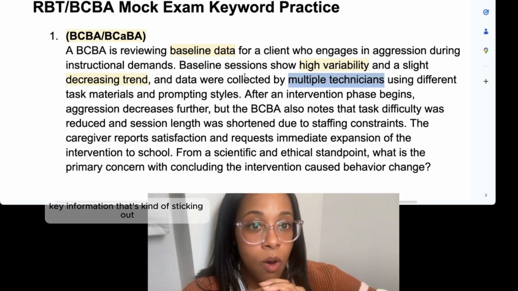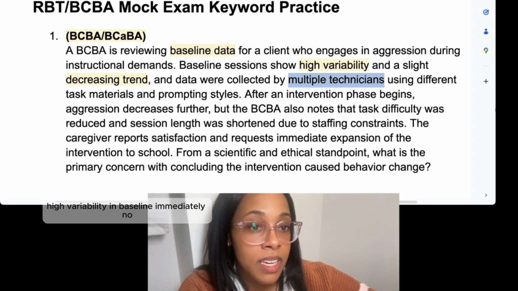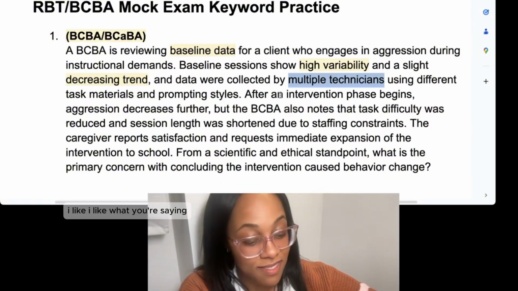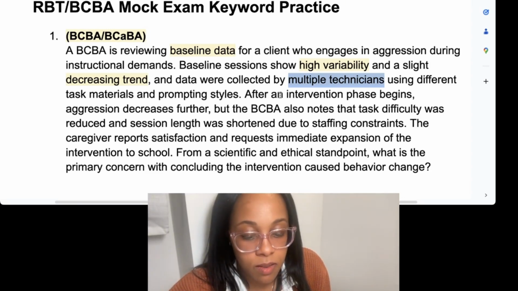But someone said too many constraints. First, high variability in baseline, so do we intervene immediately? No, we wait for stability. I like what you're saying.